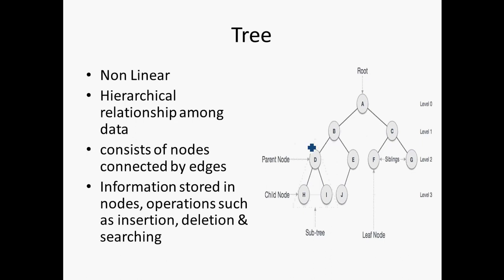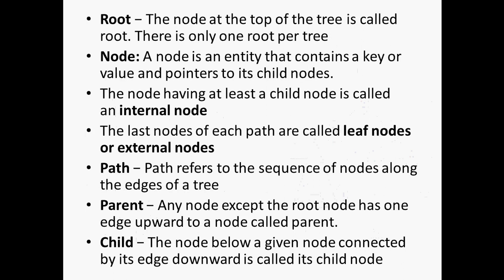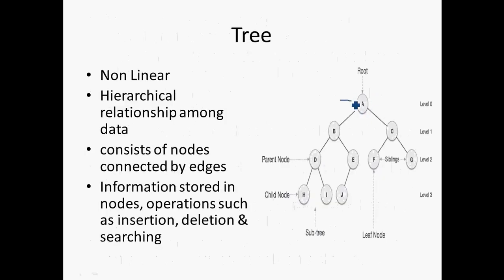Let us learn some definitions related to tree. First definition is a root. The node at the top of the tree is called a root. There is only one root per tree. So in this diagram, A is the root node because it is the very first node of the tree. The tree starts from here, so it is called the root node.